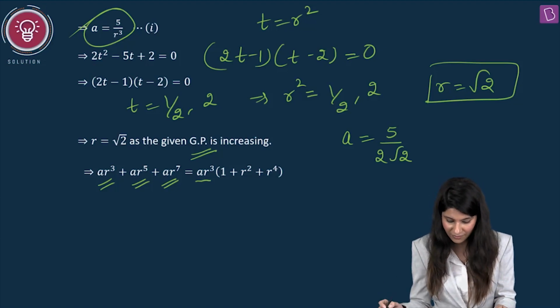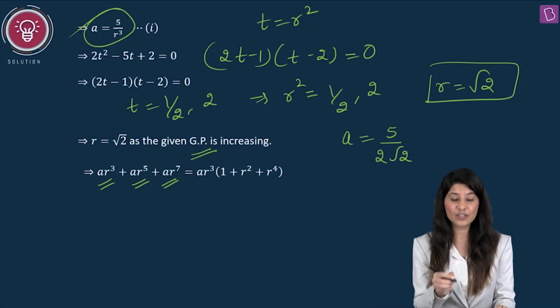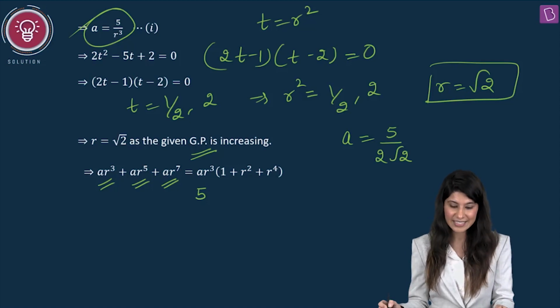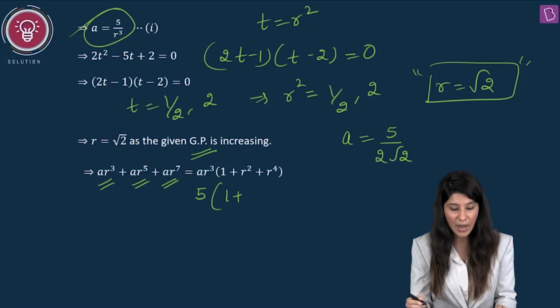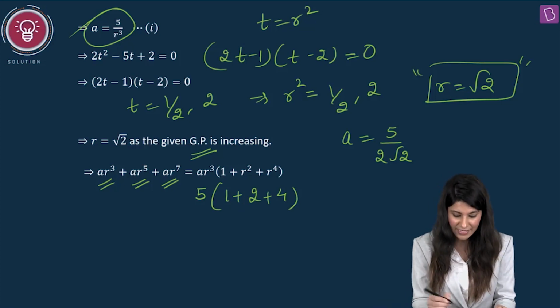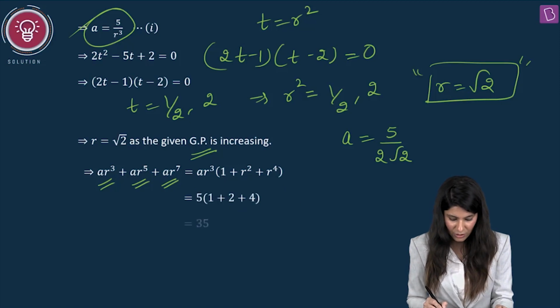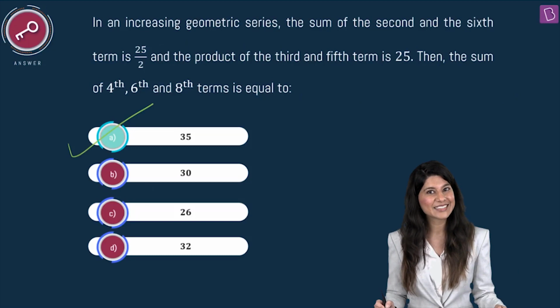Okay. Let's just put the value. So, here you have A. Already discussed, AR cube is what? AR cube is 5, isn't it? And then you have 1 plus R square. R square you have 2. R raised to power 4 you have 4. Right? So, 5 times 7, 35 is the answer of this particular question, which is exactly matching with option A. Okay?